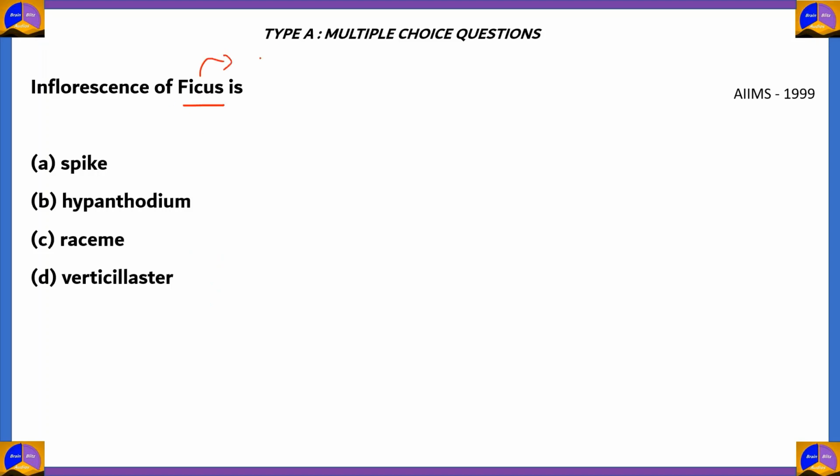Ficus is a genus of plants. Among them, the fig tree is included. So fig tree is part of the genus Ficus. Now we should find the inflorescence, or the arrangement of flowers, in Ficus. Let's look at each of our options.